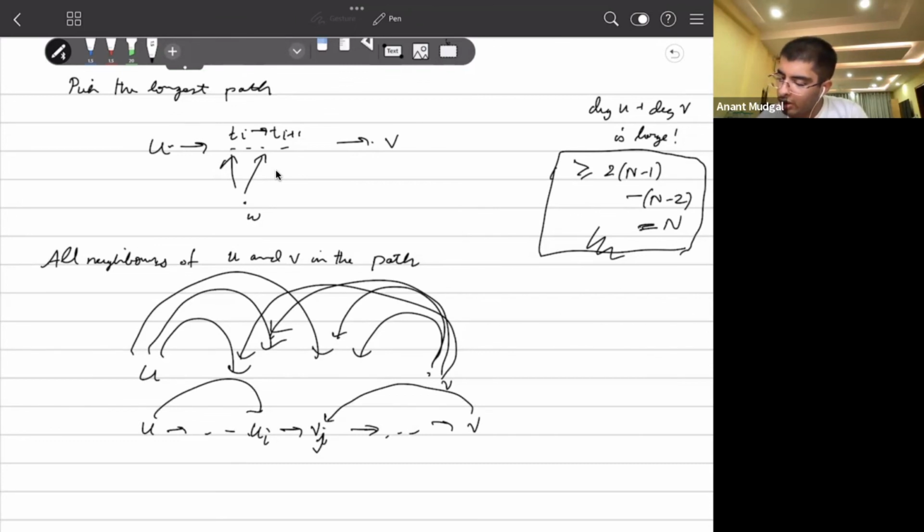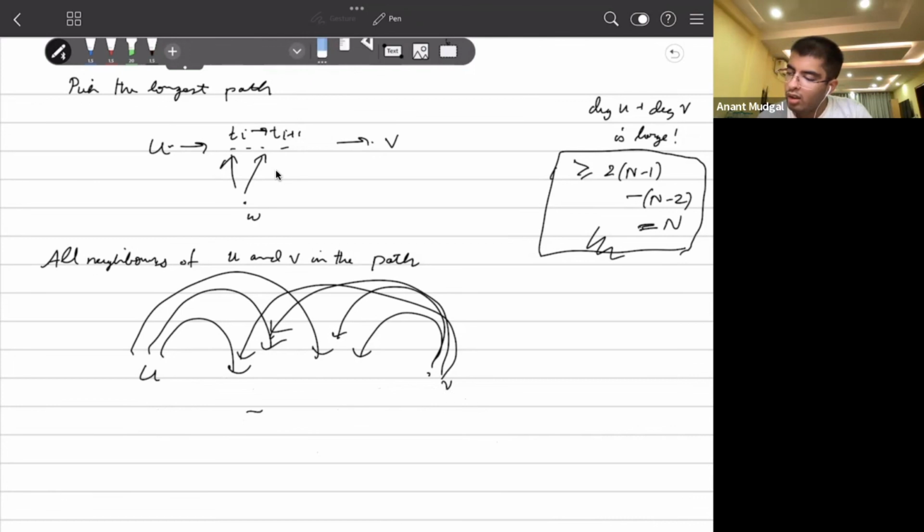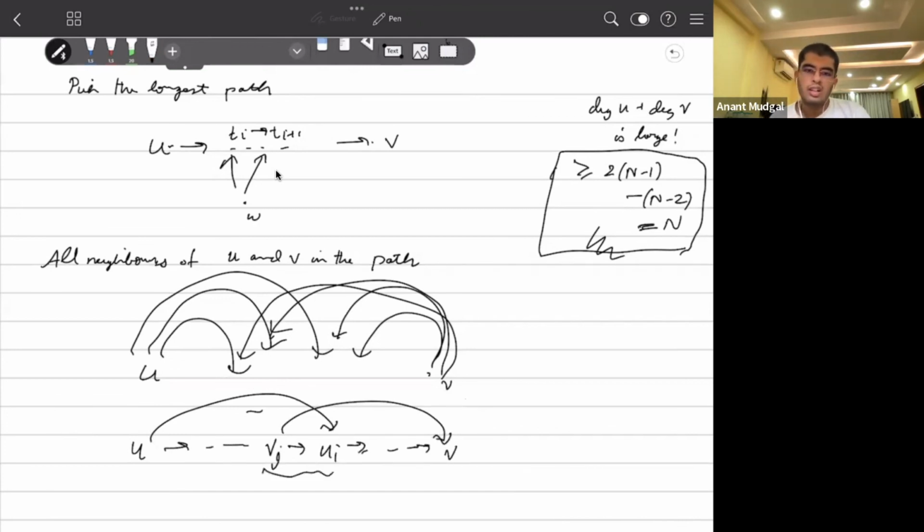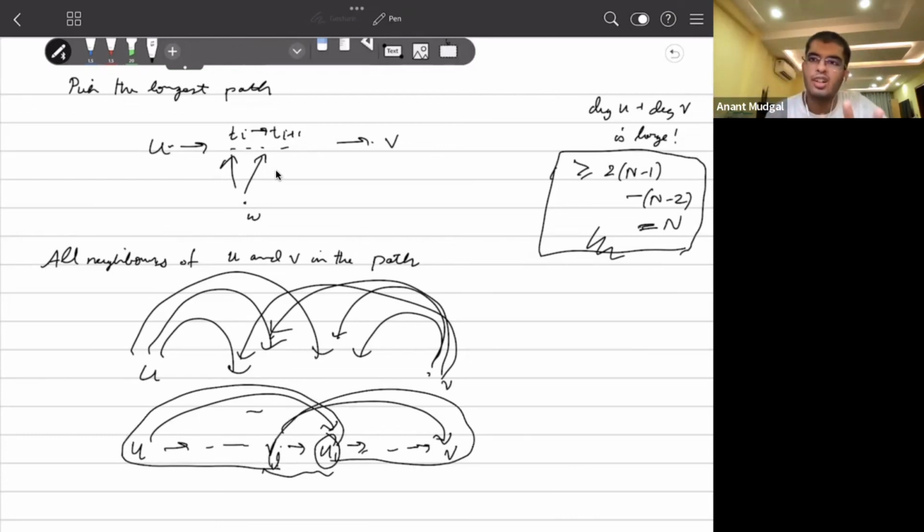In which case, or better yet, this is also true, but something else is true as well. Better yet, U goes here, and these are consecutive in the path. So you can start with UI, go to U, go to VJ, go to V, and come back to UI. So the whole path is a cycle. It's just like a very twisted necklace kind of cycle, but it is a cycle. There's another case which we missed here, which was when UV itself was an edge.